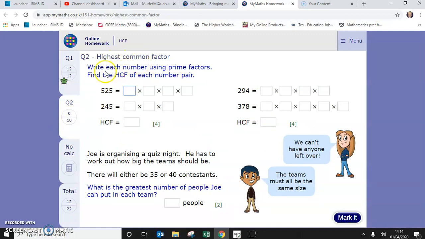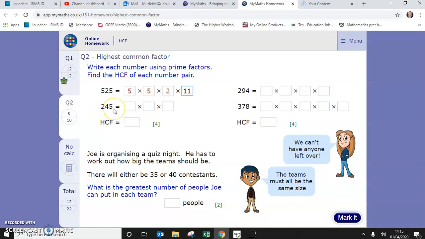Again, the highest common factor. We're looking for the number that goes in each case. So write each number using its prime factors. Well, 5 goes into 525. 5 goes into 5 once. 5 doesn't go into 2. 5 goes into 25 five times. Sorry, 105 times. 5 goes into 105 21 times, and 3 goes into 21 7 times.